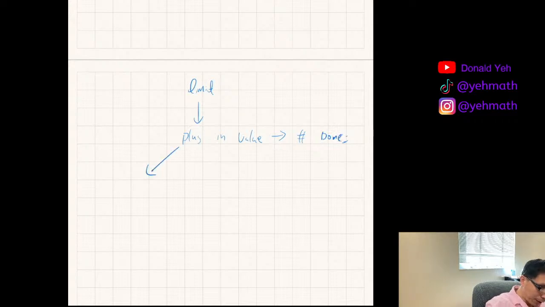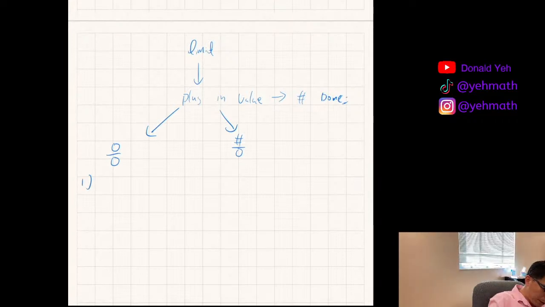If you plug in and you get 0 over 0, and today we're going to talk about number over 0. But 0 over 0 has a cancel factor, so you need to know how to factor something: factor the cube, factor difference of squares, factor trinomial, factor by grouping. All this kind of stuff can happen on the first possibility. Second possibility, you got a radical, then you use a conjugate.